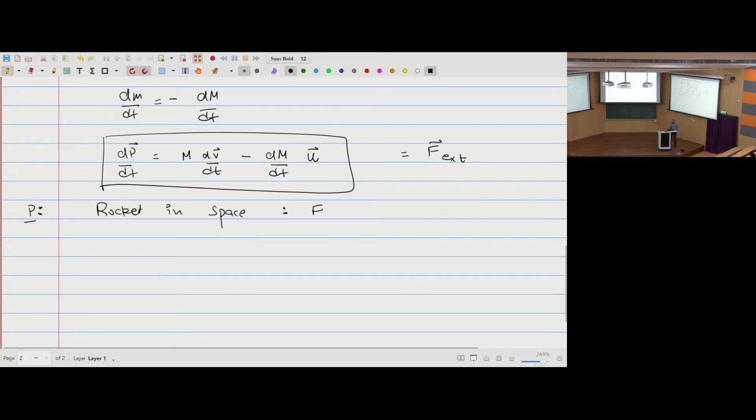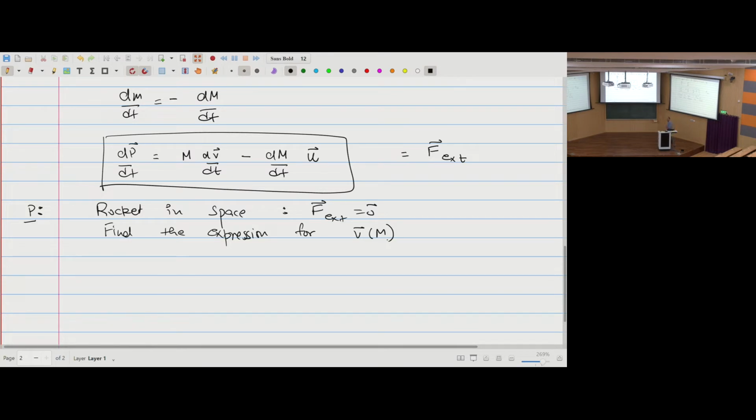So what that means is the external force acting on the rocket is 0. There is no gravitational pull. It's left the gravitational pull of all planets. It's in free space. So the external force acting on the rocket is 0. You have to find the expression for the velocity of the rocket as a function of the mass of the rocket. Because the mass of the rocket will change. It will burn fuel, its mass will decrease with time.